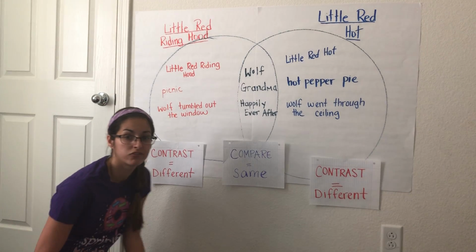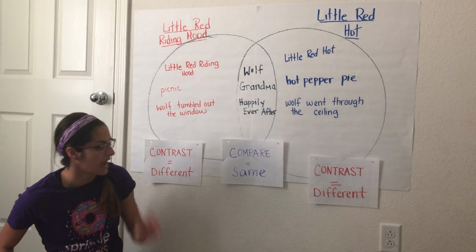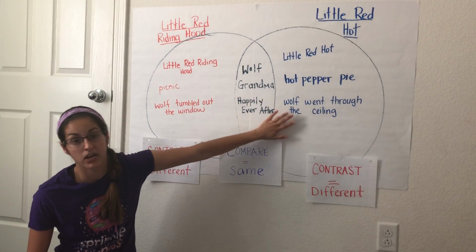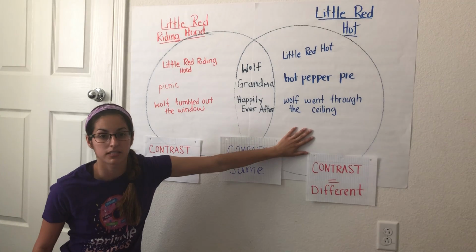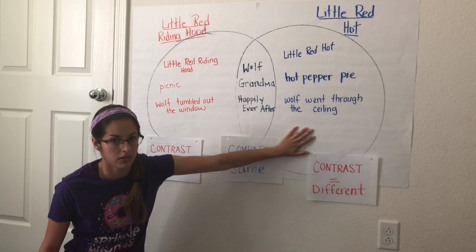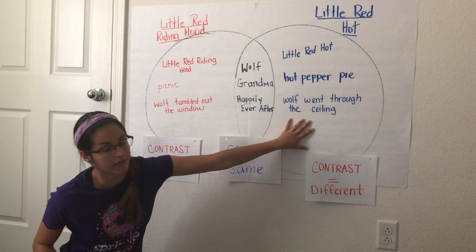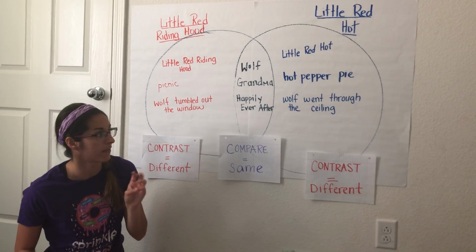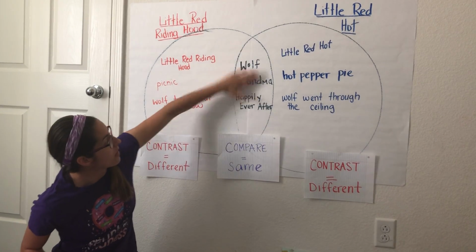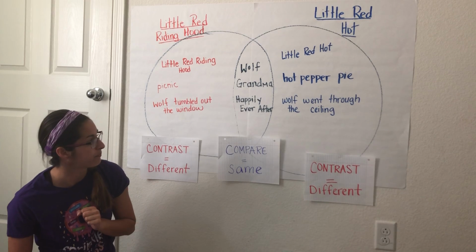What you are going to do for your independent work on that independent practice slide is you are going to be comparing and contrasting Goldilocks and the Three Bears and Goldilocks and the Three Dinosaurs. So you're going to do the same thing. On the outside of your Venn diagram, you'll come up with at least three things that were different. In the middle of your Venn diagram, you will come up with at least three things that are the same.